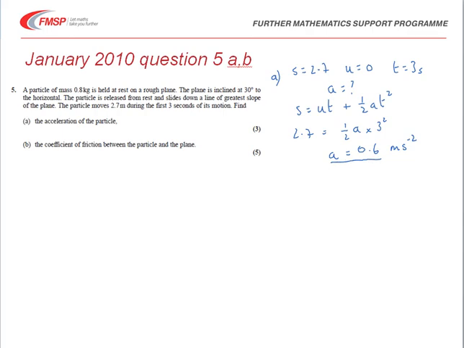Now in the second part of the question we've got to find the coefficient of friction between the particle and the plane. This will involve looking at the forces that are acting and using Newton's second law, F equals ma.